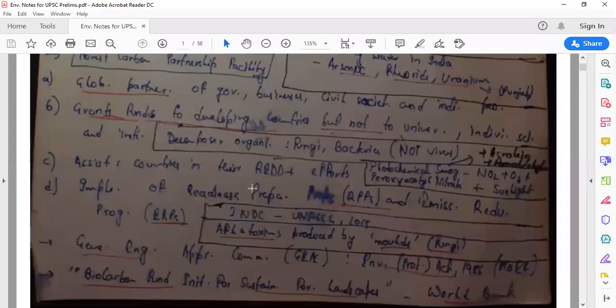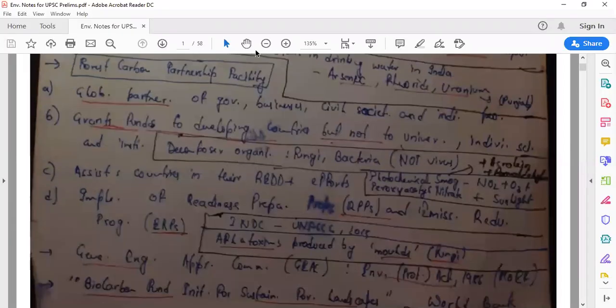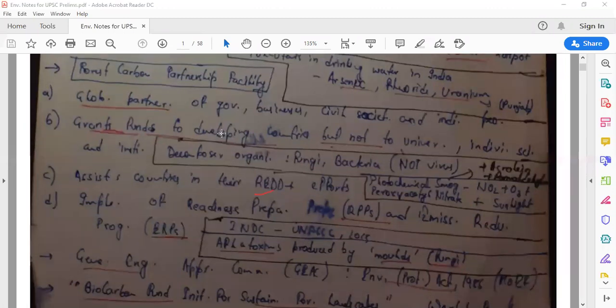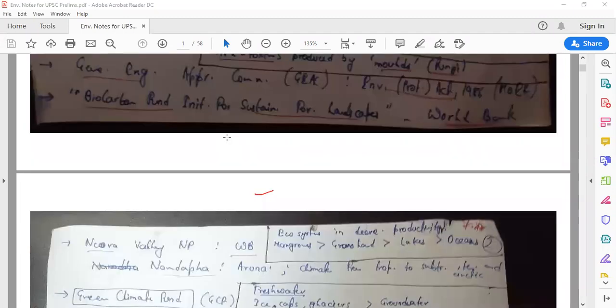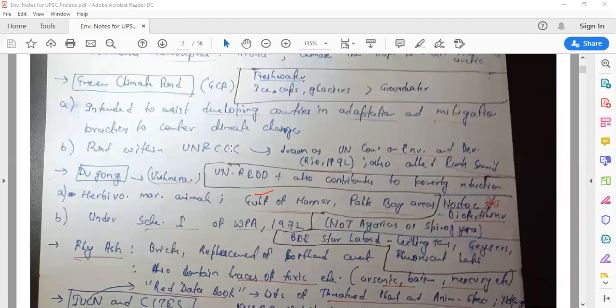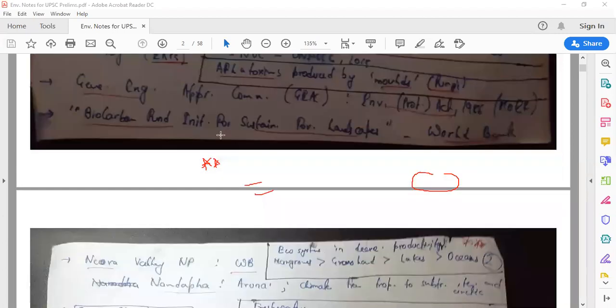So what we are saying is that the Forest Carbon Partnership Facility assists countries in their REDD+ efforts, right? If you go back and look at REDD+, you will see that UN REDD+ also contributes to poverty reduction. This was one of the options in UPSC. So this is true: UN REDD+ does contribute to poverty reduction. It also incentivizes you if you're reducing emissions, right?